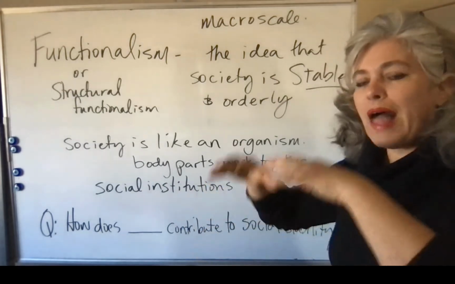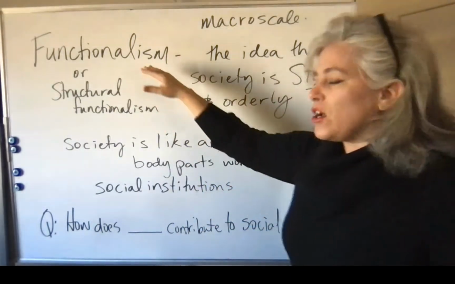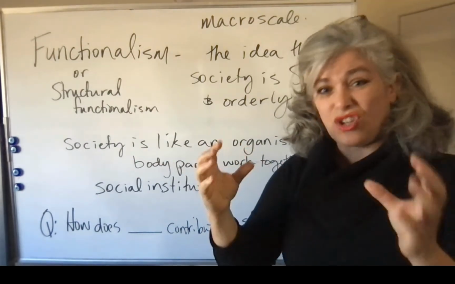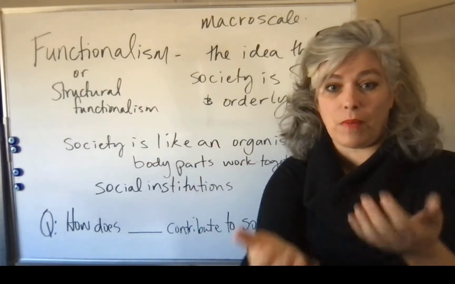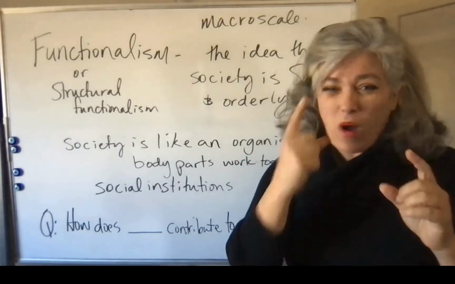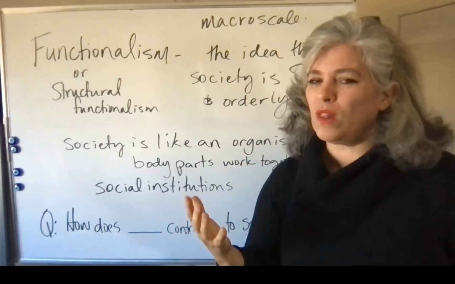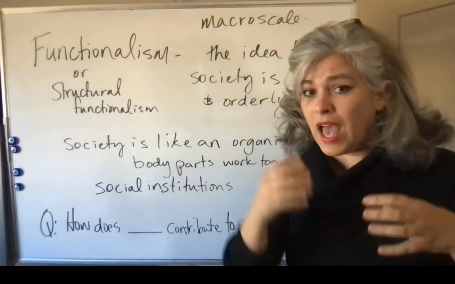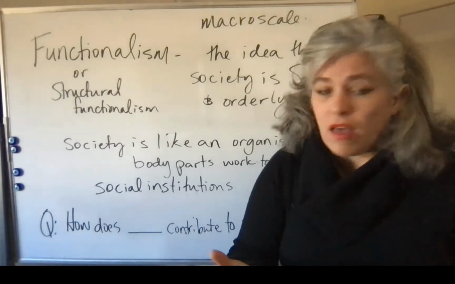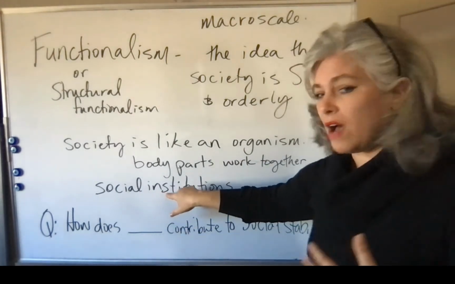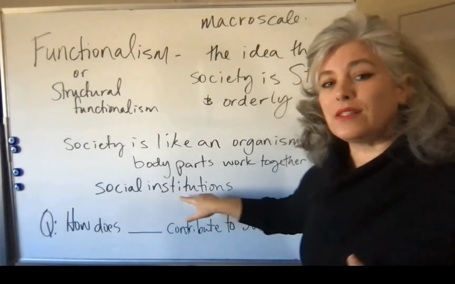Functionalists often talk about society as a thing that's just like an organism, like your human body, my dog's body. A body is one thing, but it's made up of a whole lot of other individual parts that, if they weren't connected correctly and if they didn't exist, then society wouldn't exist. These parts of society are called social institutions.